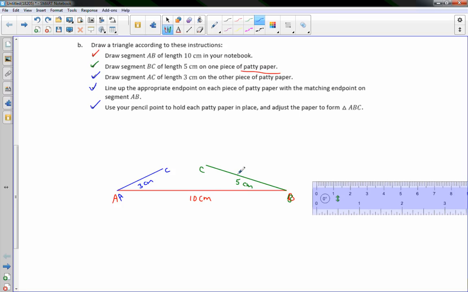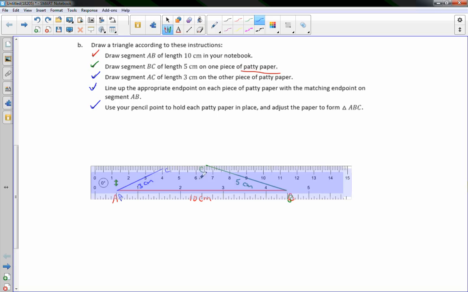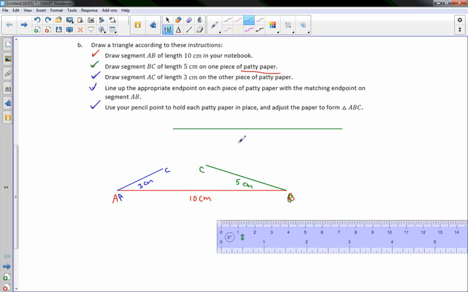Make BC 10. So now I'm going to make a line segment using the same color, and I'm going to replace it and make it 10. Okay. There's a 10 centimeter segment, and I'm going to call it BC.